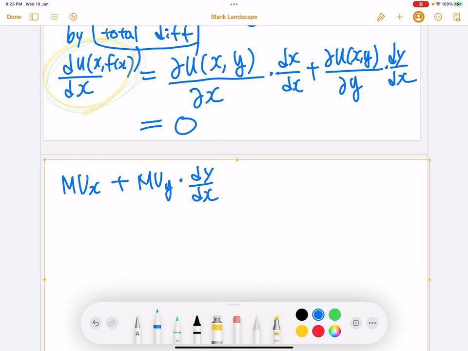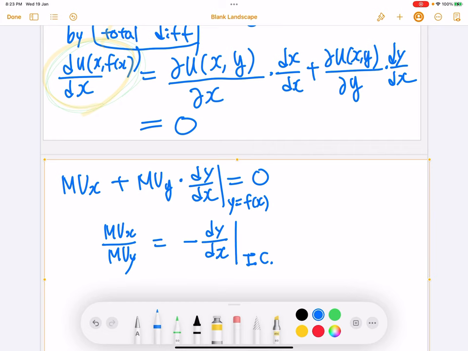By the way, dy/dx, when y is the indifference curve, y equals f(x). All right, so if you rearrange the terms, MUx over MUy is equal to minus dy/dx, where y equals f(x) is the indifference curve. So basically, you proved your MRS by using total differentiation. MRS xy is equal to the negative of the slope of the indifference curve.